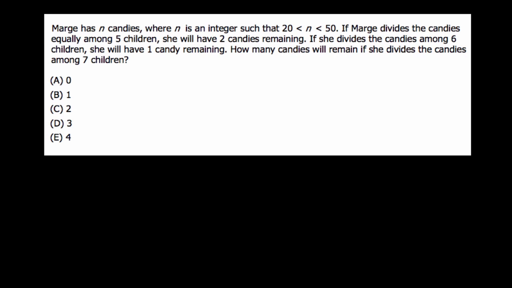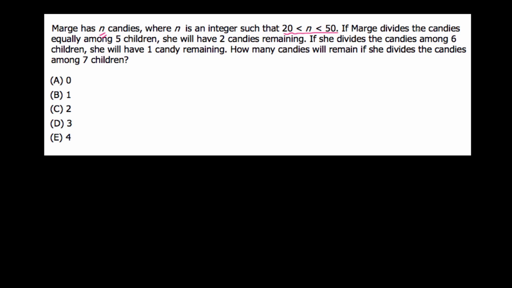Marge has 9 candies. Where n is an integer such that n satisfies this inequality here, that is n is between 20 and 50. So now you observe that there is no equality sign here, so that implies that 20 and 50, they are not inclusive.